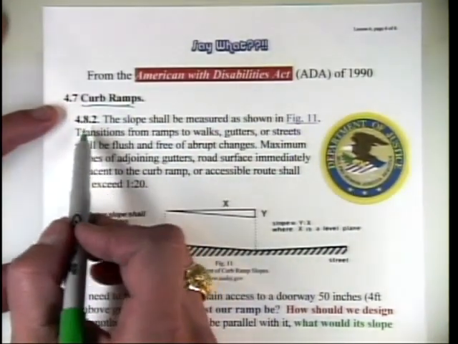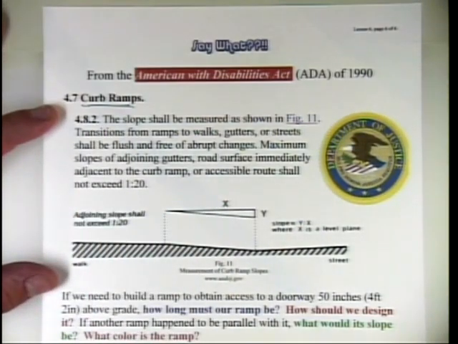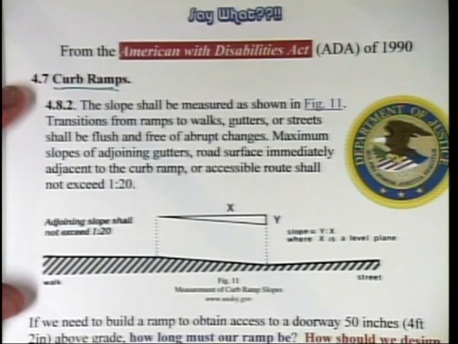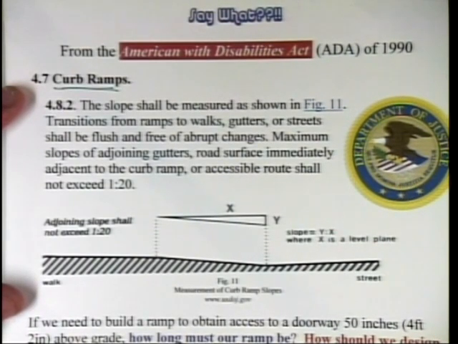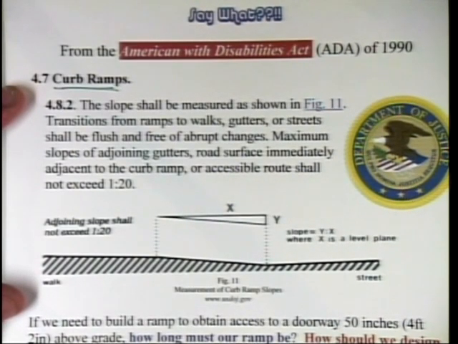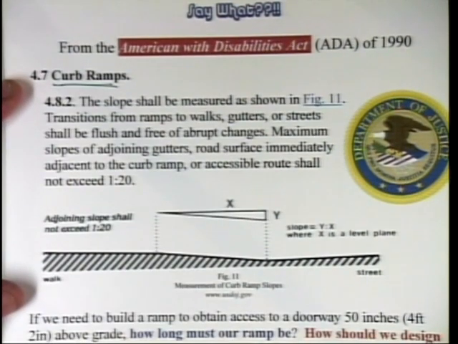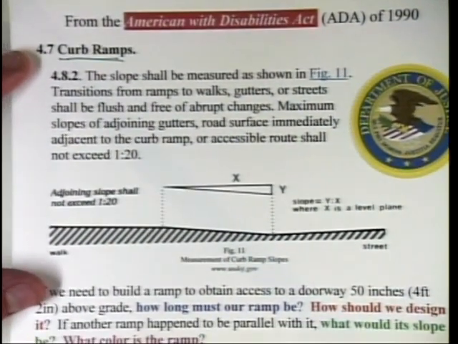And then a subsection of that is 4.8.2. And here's what it says. It says, the slope shall be measured as shown in the figure below. Transitions from ramps to walks, gutters, or streets shall be flush and free of abrupt changes. Maximum slopes of adjoining gutters, road surface immediately adjacent to the curb ramp or accessible route shall not exceed 1 to 20. Ooh, that last part really got my attention.